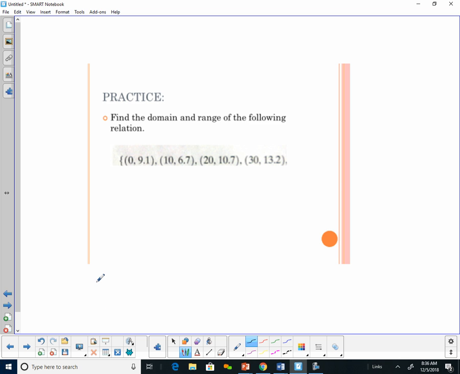Okay, I want you now to list me the domain of this relation. My domain would be 0, 10, 20, and 30. Remember, your domain is all of your x values. Now list me the range. The range here would be 9.1, 6.7, 10.7, and 13.2.